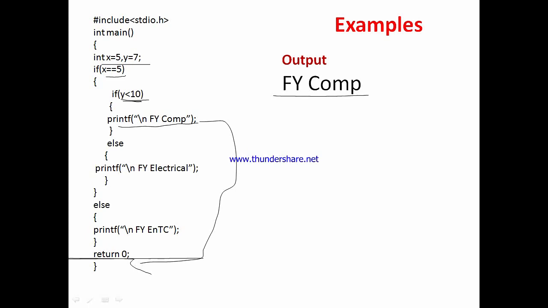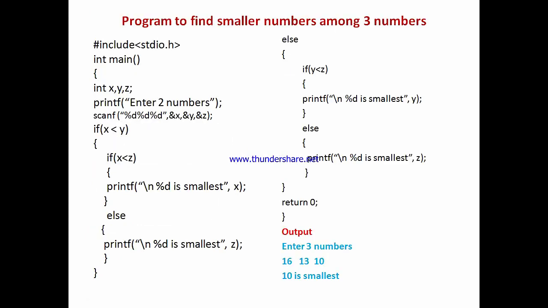Okay. Now let us see one more problem statement. Program to find the smallest number among three numbers. We have to find the smallest number among three numbers. Now let us see here, int x, y, z. Here printf; you have to correct this part. Here write "Enter three numbers". Then scanf. We are entering three numbers, so here we write ampersand x, ampersand y, ampersand z, for storing the three numbers in three variables x, y, z.